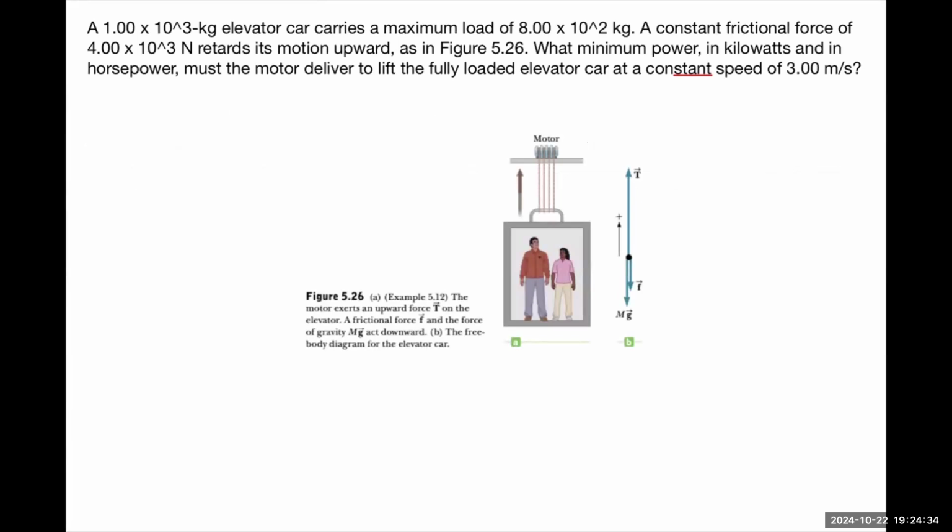So, 1 times 10 to the kilogram. So what does this mean when it's saying with a constant speed of 3 meters per second? What does this mean, 3 meters per second?